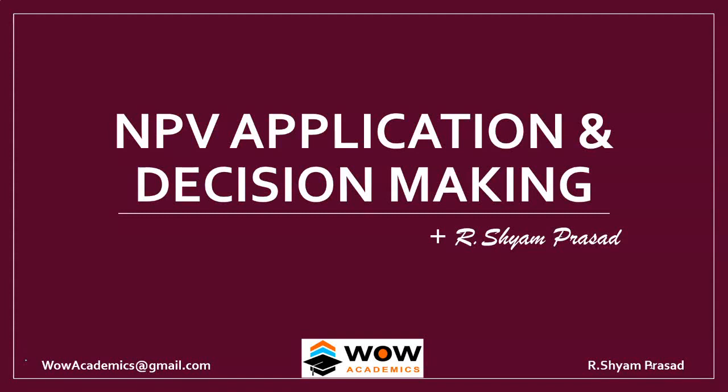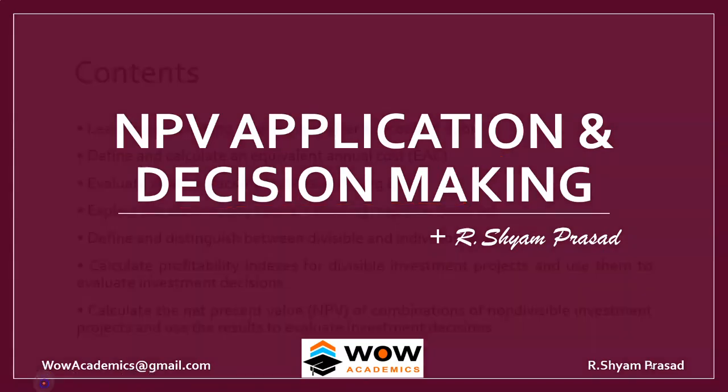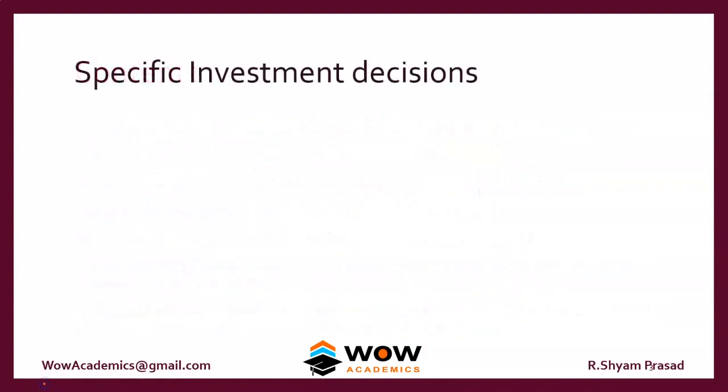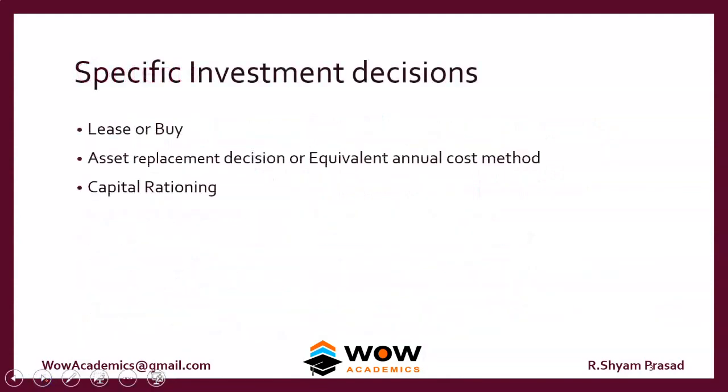Welcome to this video. In this video, we are going to discuss NPV application and decision making. There are problems where we use the NPV to arrive at a decision. So we'll look at the instances where we can apply the NPV. NPV can be applied to get a solution in lease or buy decisions, asset replacement decisions, the equivalent annual cost method, and capital rationing. So these are the instances where we apply NPV.